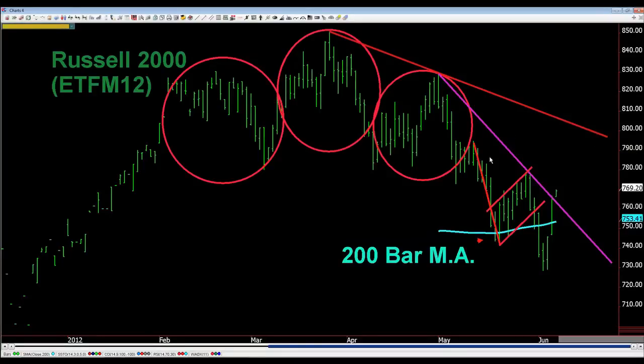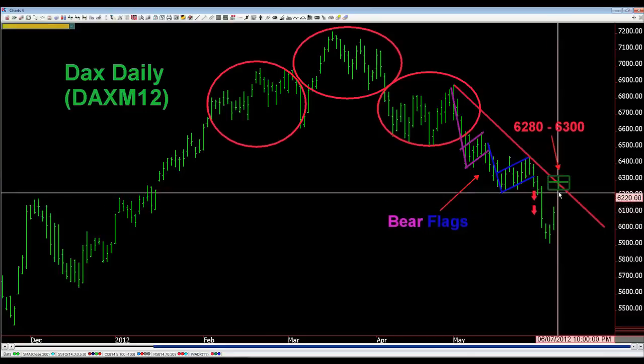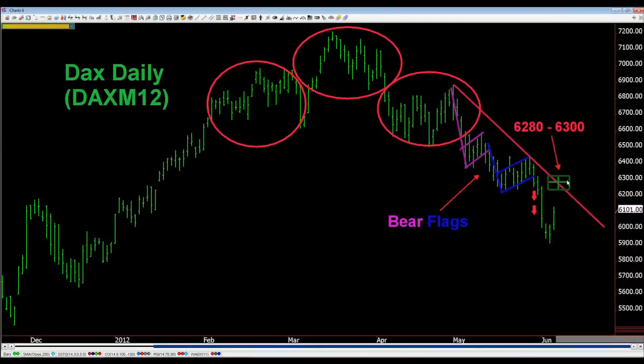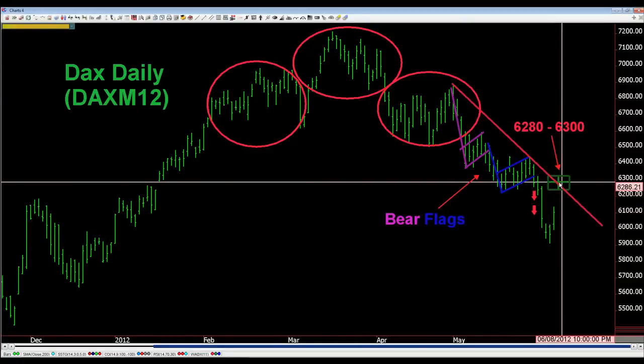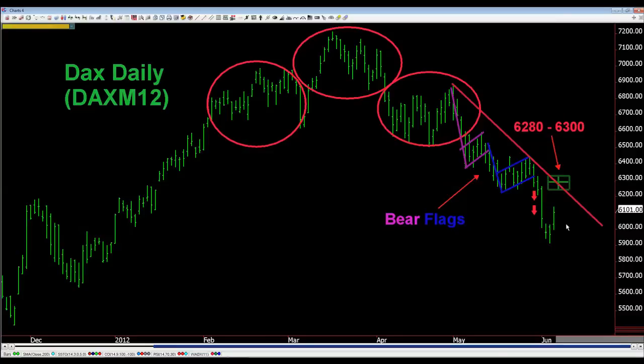Let's go look at another chart here, traders. We're not done. The leader out of Germany, the DAX, has a target up here now of somewhere between 6280 and 6300. That's where we should go next based upon the resistance line here and looking at what the other leaders are doing. You had your bear flags. They did break down. Now we are moving higher, and this likely target will be hit, most likely Thursday into Friday.